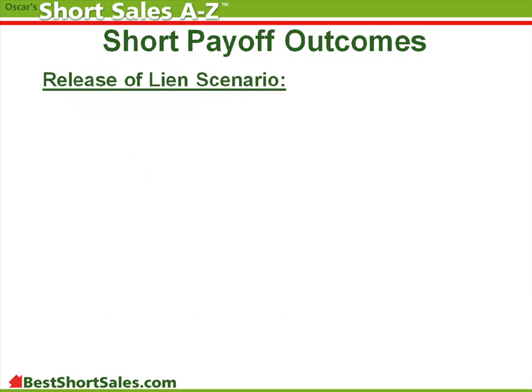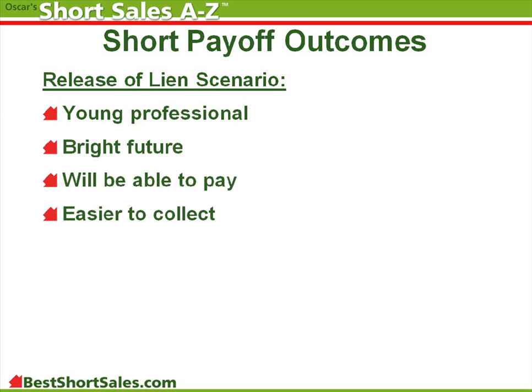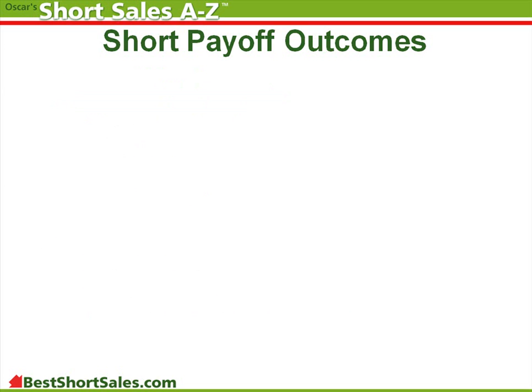Release of lien scenario. Chances are that a 35-year-old doctor who is presently insolvent because of a nasty divorce will, as soon as the problems are over, be in a different situation. He has a bright future, will soon be solvent, and able to pay. He will be an easy collections target. In this case, chances are that the creditor will either arrange for a release of lien or foreclose and collect later. Most people in foreclosure fit somewhere in between these presented scenarios.